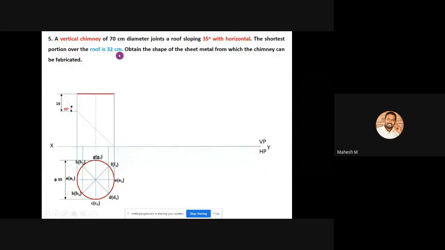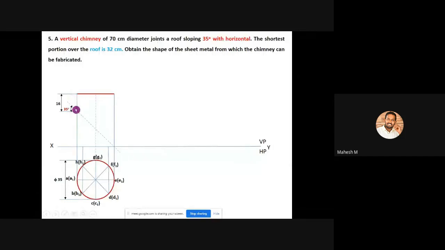The shortest portion over the roof is 32 centimeter. I think the dimension is not available, that means in the center point எங்க cross ஆகுதுங்கிற dimension available இல்லை. So instead of that, here we have a different condition, that is, the shortest portion over the roof is 32 centimeter. So this is the shortest portion and this one is the longest portion. So this particular dimension is 32 centimeter.